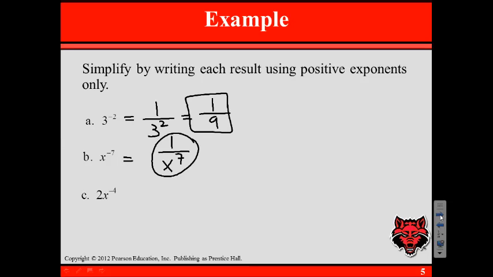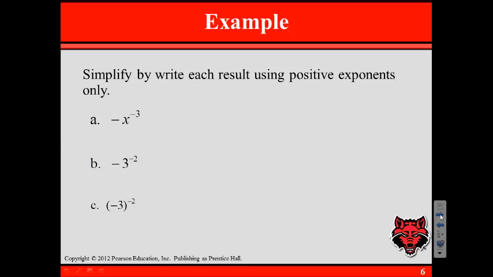And the last example, 2x to the negative 4. It's important to note that the negative 4 only applies to the x. It would never apply to the 2 unless the 2x was in parentheses. So in this example, the 2 will stay in the numerator. It doesn't need to move to the denominator because it does not have a negative exponent. So 2 stays in the numerator, x will move to the denominator, and we'll now have a positive 4 as the exponent. Do the same thing with the next 3 examples.